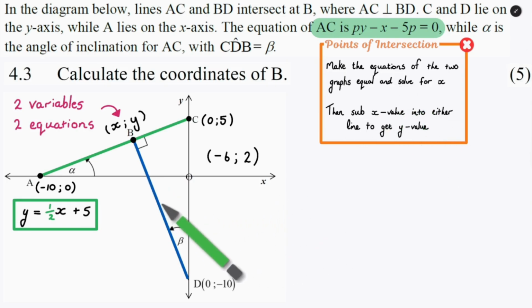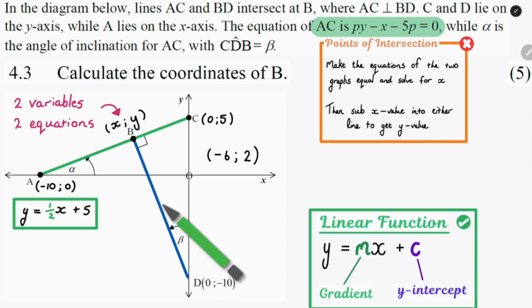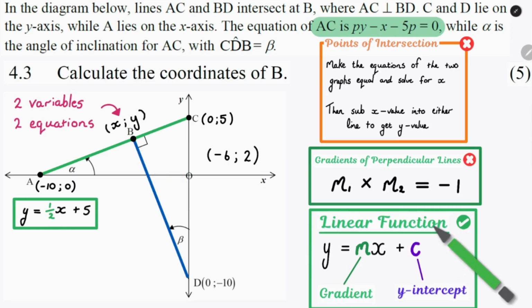But I don't have the equation of the blue graph, so we're going to have to go on a side mission to get it. And we're going to do it with our classic y equals mx plus c. And then I see a 90-degree angle over there, which will enable me to calculate the gradient of the blue line using my perpendicular lines formula. So let's go get the gradient quickly.